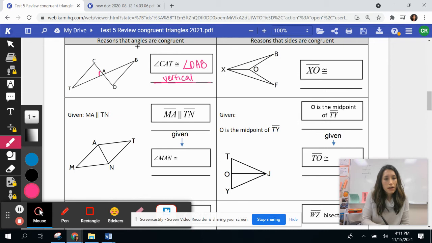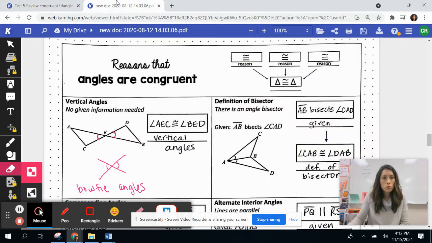All right, and the next one we have our parallel lines. Go ahead and trace your parallel lines, bold them out just a little bit. We've got MA. Remember this symbol here means parallel. Write that down if you don't know that already. And TN, this line here. So these two lines are parallel. So let's look at our toolkit again.